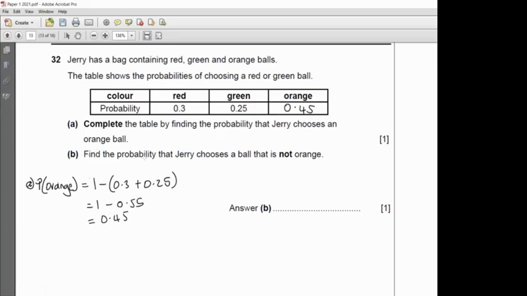Then B says find the probability that Jerry chooses a ball that is not orange. So the probability that he chooses a ball that is not orange.